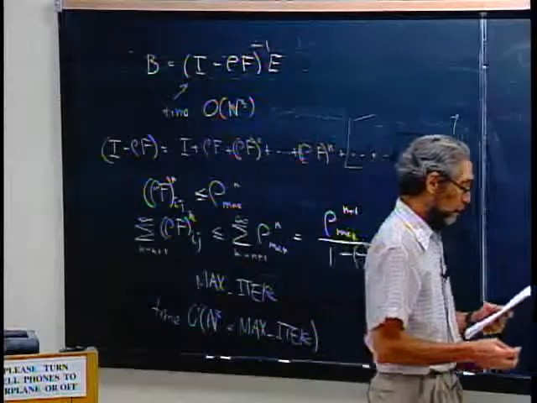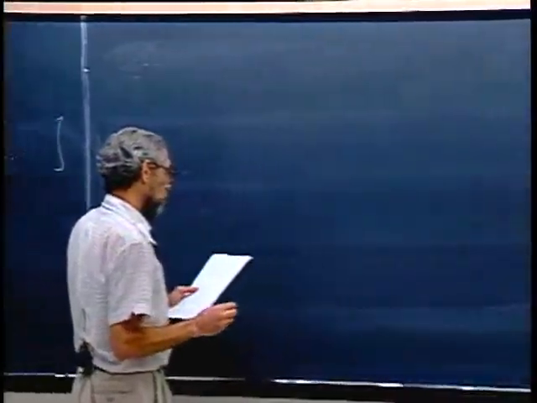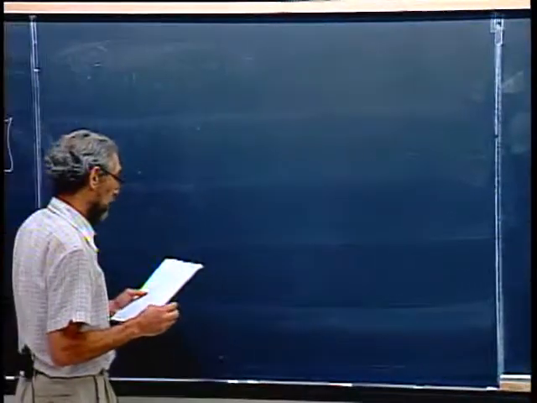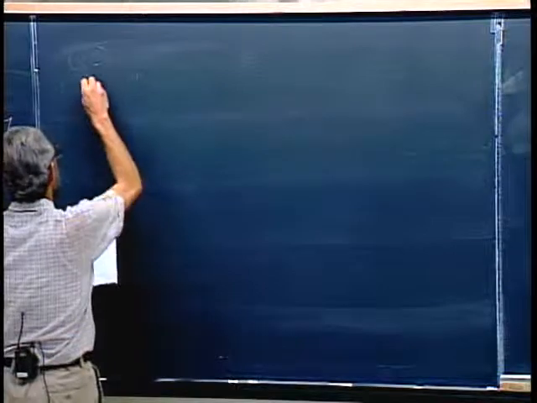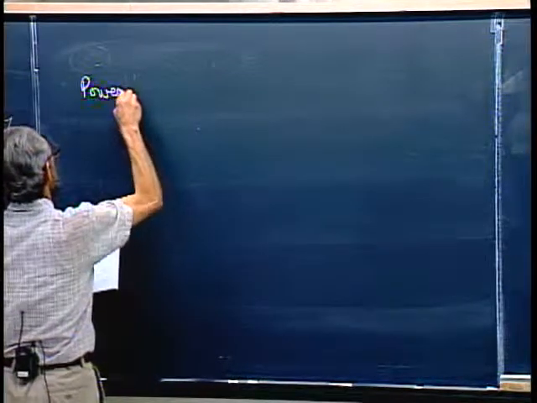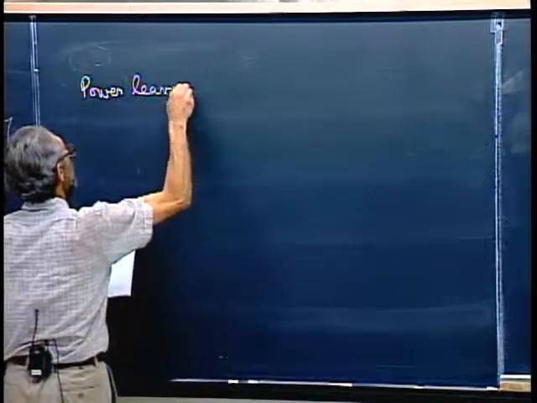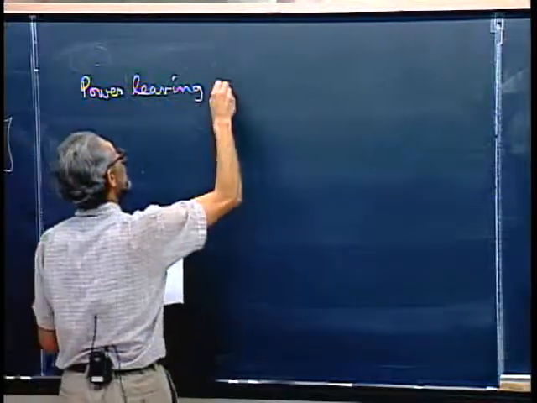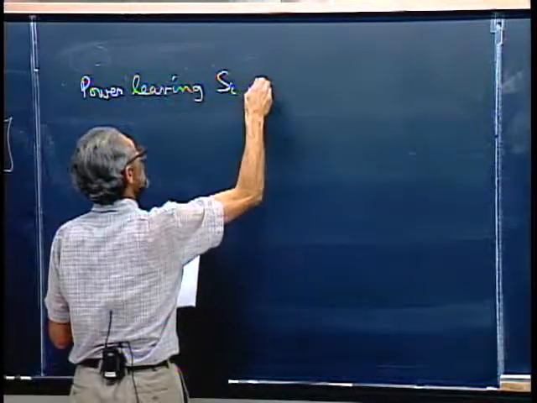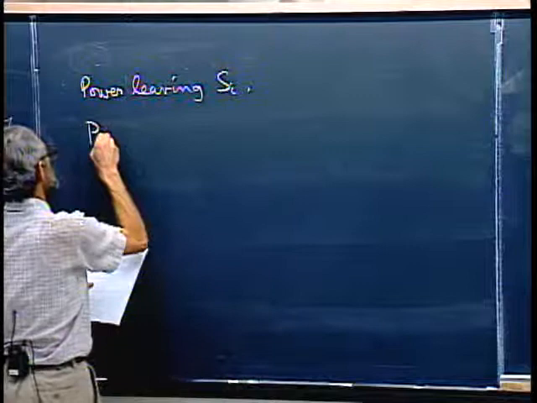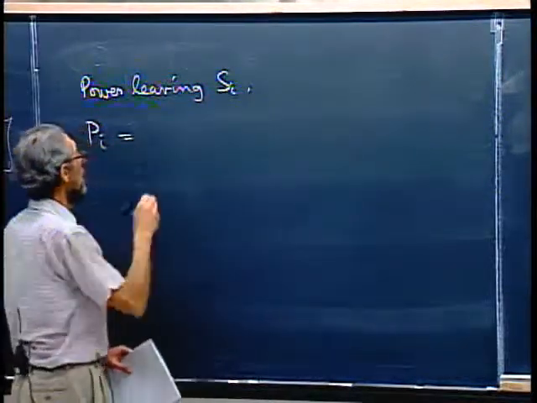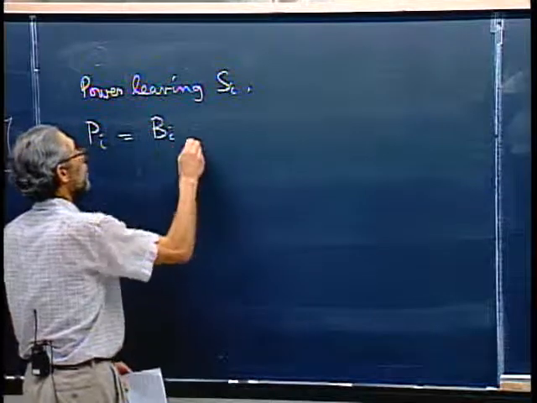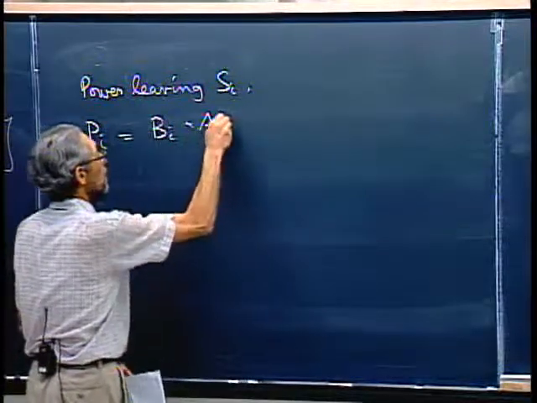So now I want to make the interpretation of form factors in terms of power. So the power leaving surface S_i, and that's P_i. It's the power per unit area, which is the B_i, multiplied by the area.